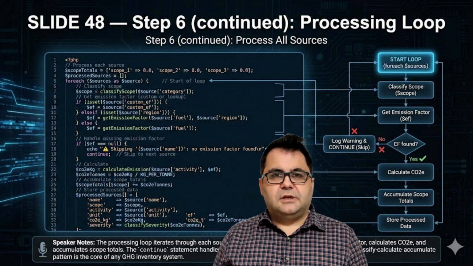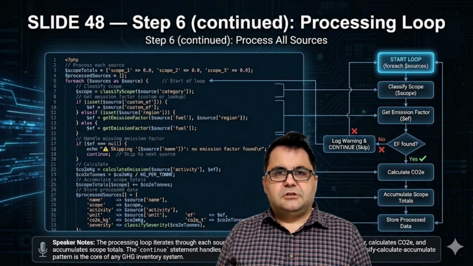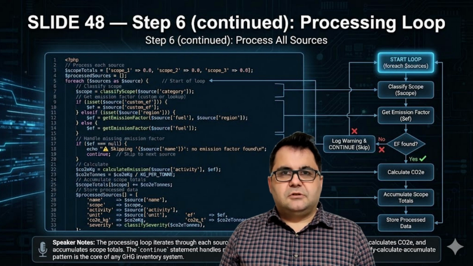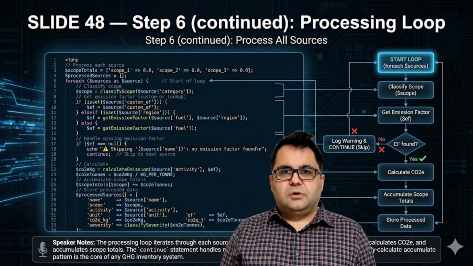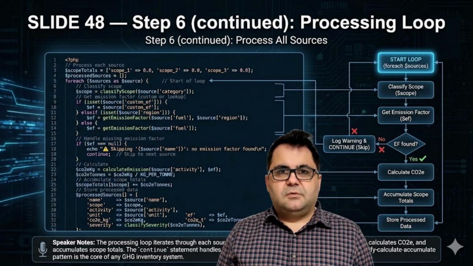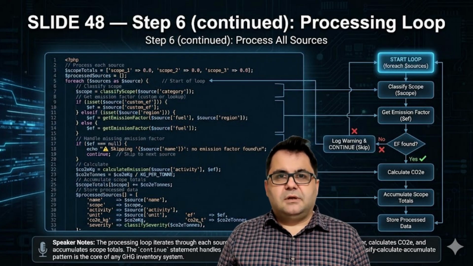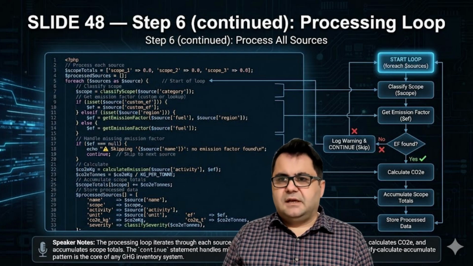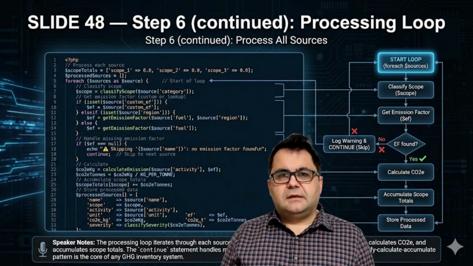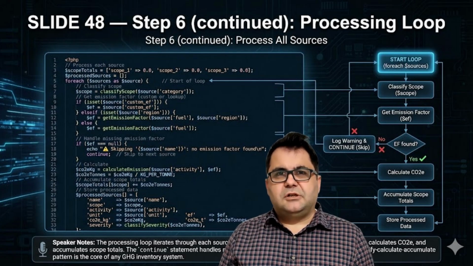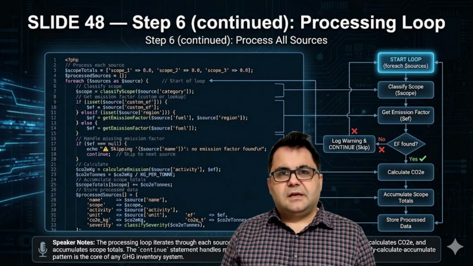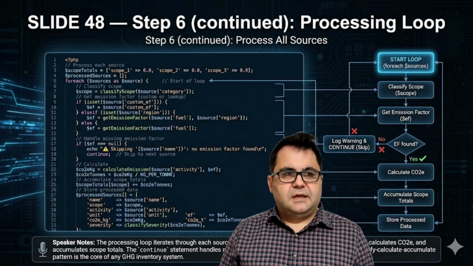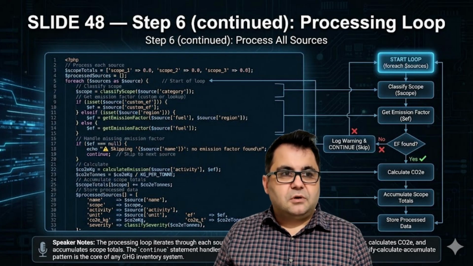The processing loop iterates through each source, classifies its scope, looks up the emission factor, checking for custom factors first, calculates CO2e, and accumulates scope totals. The continue statement skips sources with missing emission factors rather than crashing. We log a warning and move on. The processed sources array stores all the calculated data for later display. This pattern, iterate, classify, calculate, accumulate, is the core processing loop of any GHG inventory system. Every entry gets the same treatment: scope classification, factor lookup, calculation. The functions handle all the complexity.